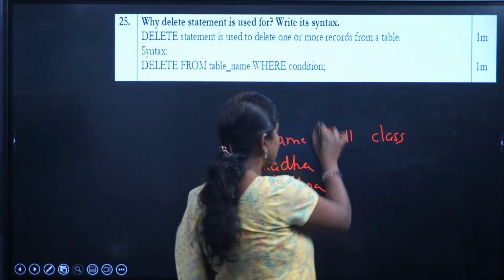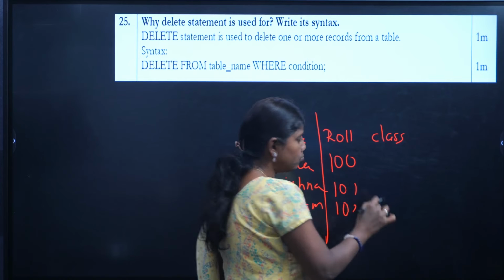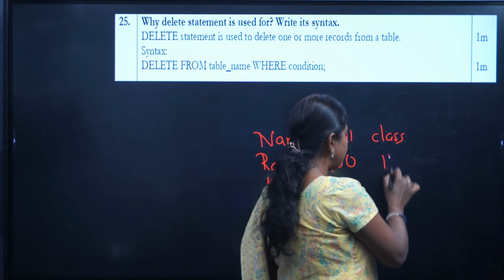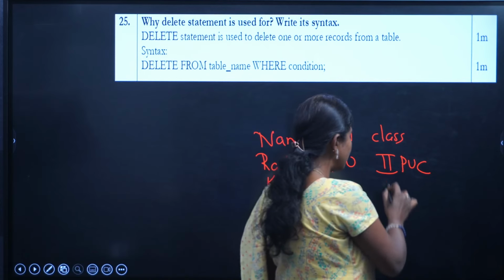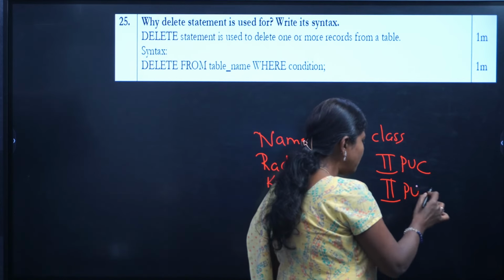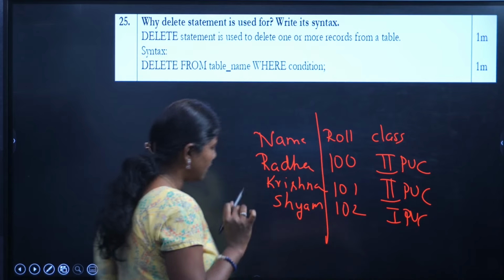Radha, Krishna, Sham, and the roll numbers are 100, 101, 102. Class is what? Second PUC. I'm making them study in second PUC only, but Sham, we will put him in first PUC. Let them study in first PUC.